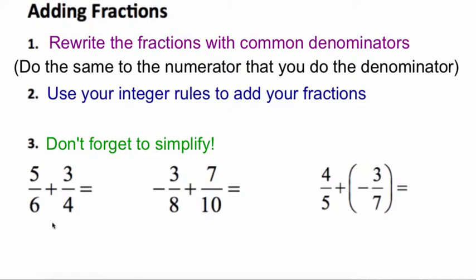I'll take the first one. All right. 5/6 plus 3/4. I know you're both going to say 24 as a common denominator, but let's go 12. Less simplifying when we're done.